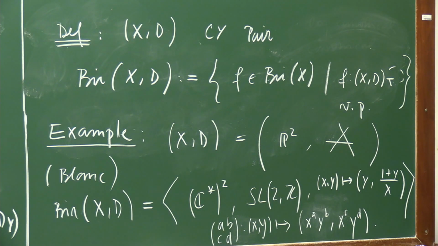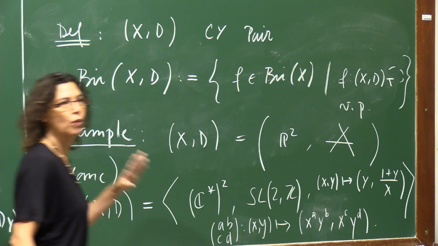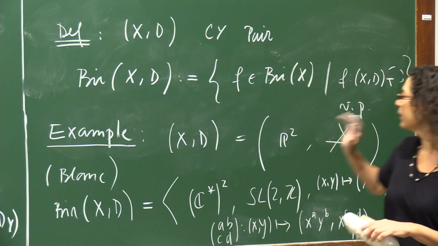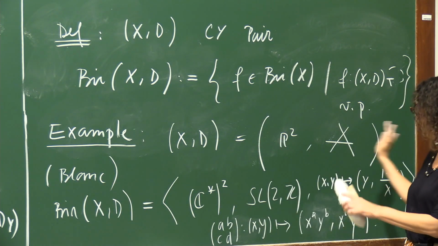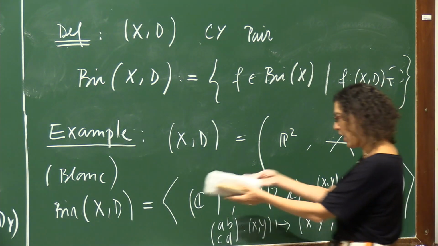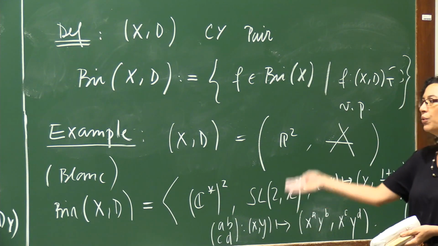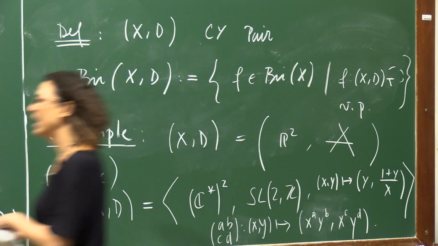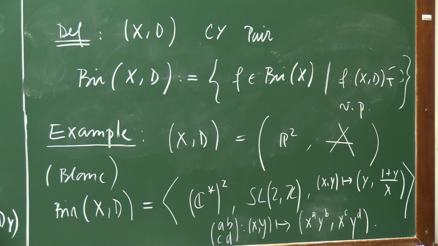But okay, so now what I want to do for the rest of the talk is to explain to you a framework, a very efficient framework to do explicit birational geometry for Calabi-Yau pairs. What I mean is, in this case, I have an explicit example of a Calabi-Yau pair, and I want to write down exactly what the birational group of this pair is. And for that, we have a very nice tool, which is called the Sarkisov program.